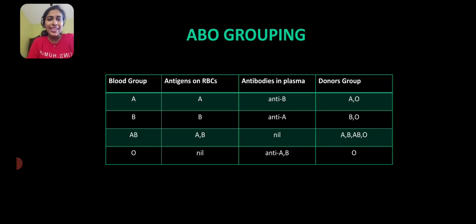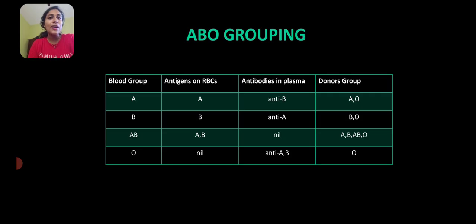Now you can see a table. A person who has blood group A has antigen A and the opposite antibody, that is anti-B. B blood group has antigen B and the opposite antibody in the recipient plasma, that is anti-A. A person who has blood group AB has both antigen A and B and has no antibody.